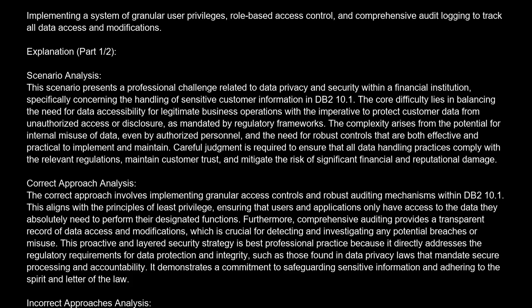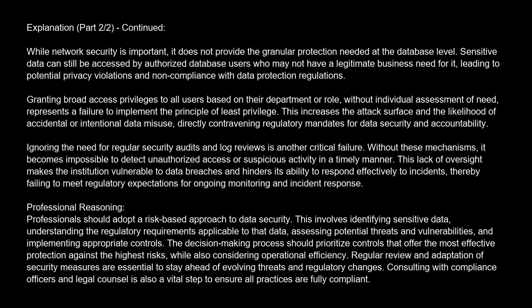Incorrect approaches analysis. Relying solely on network-level security without specific database controls is a significant regulatory and ethical failure. Network security is important. It does not provide the granular protection needed at the database level. Sensitive data can still be accessed by authorized database users who may not have a legitimate business need for it, leading to potential privacy violations and non-compliance with data protection regulations. Granting broad access privileges to all users based on their department or role without individual assessment of need represents a failure to implement the principle of least privilege.